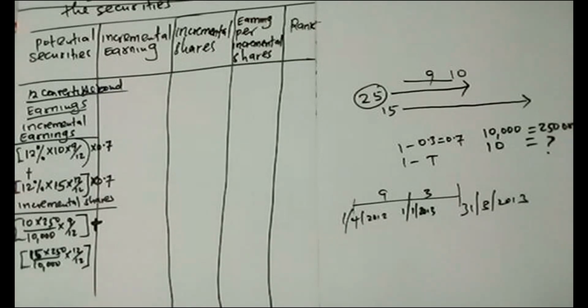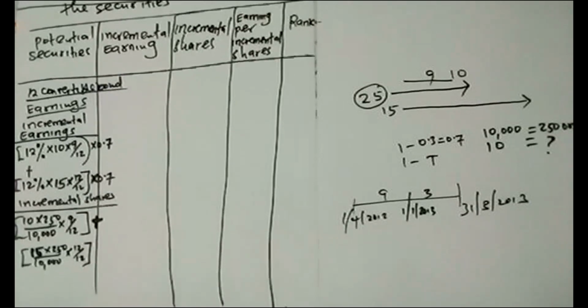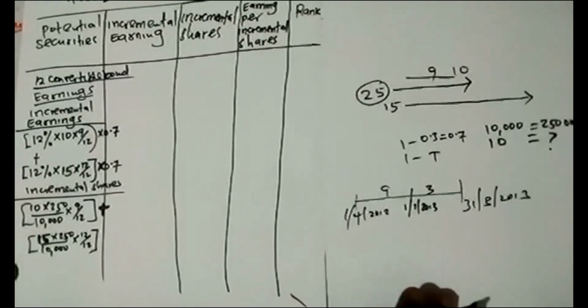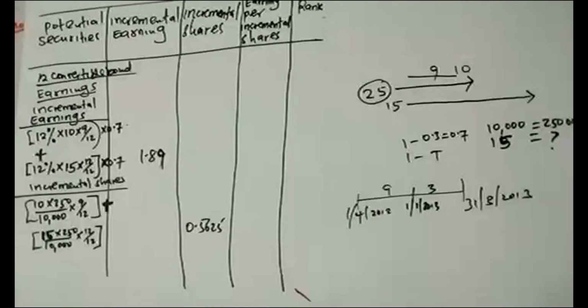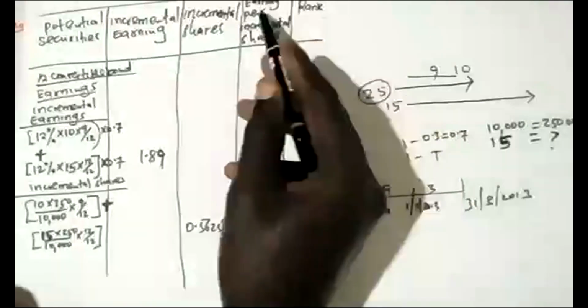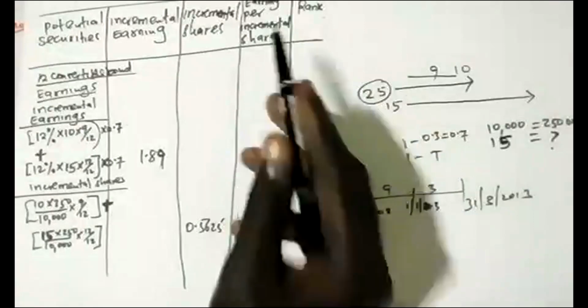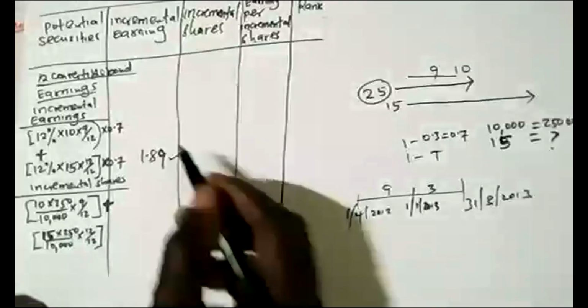The 15 was unconverted. So up to that point, which answers are you getting for the first one and the second one? Earnings and the shares. Then if you have a question again, you can ask. So the first one, I'm getting 1.89, and the second one, that is under incremental shares, 0.5625. So to get this column now, earnings per incremental shares, you divide the two.